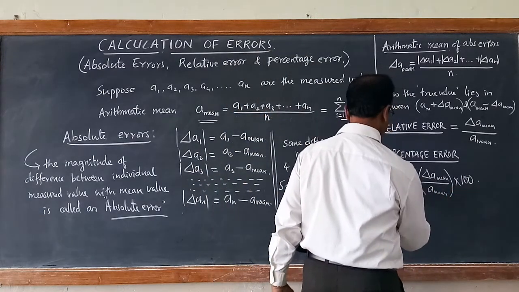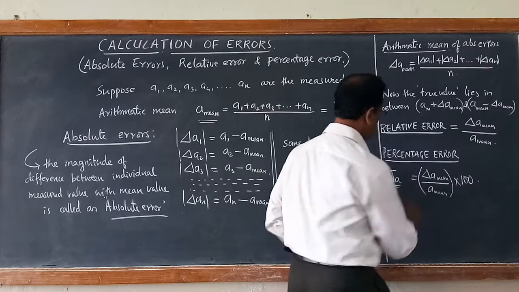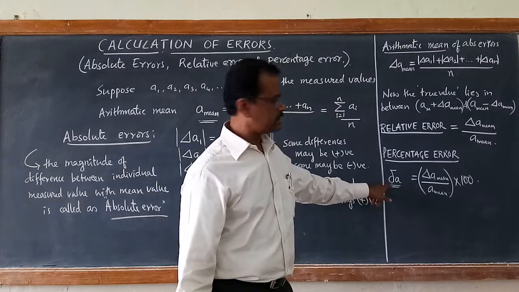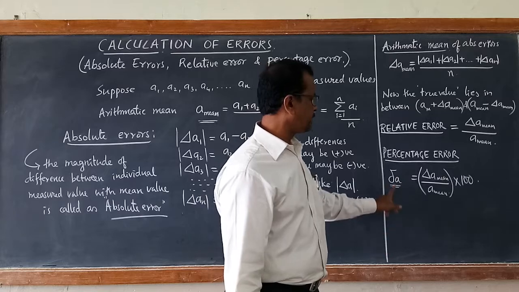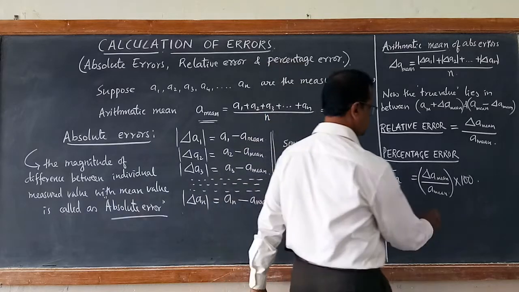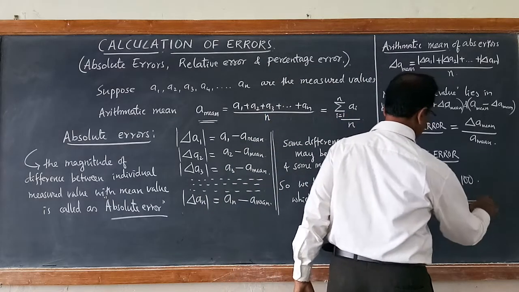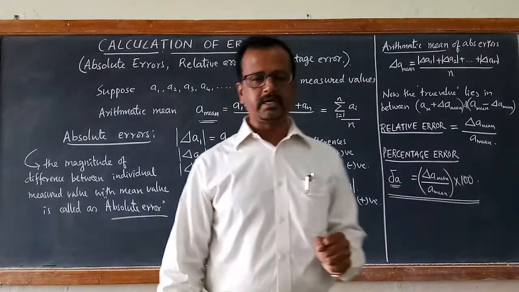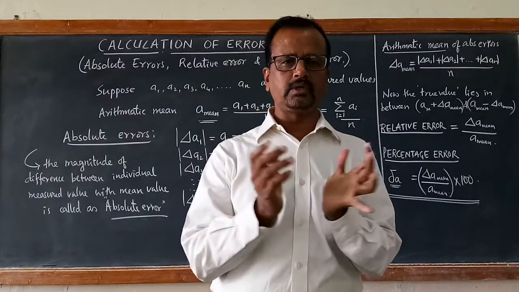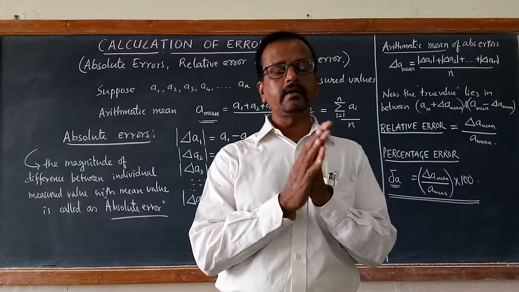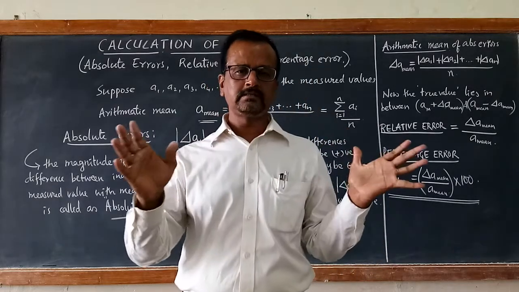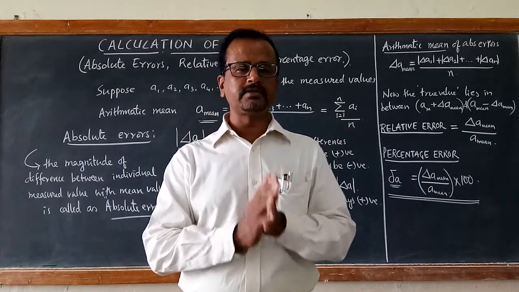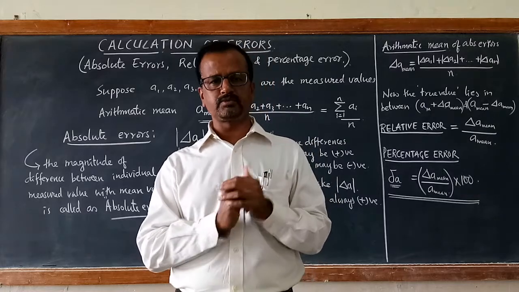So this percentage error is denoted by small delta A. So this gives us percentage error. From this percentage error, we come to know how much is the total error when we conduct an experiment and take some 8 observations or 10 observations from that experiment.